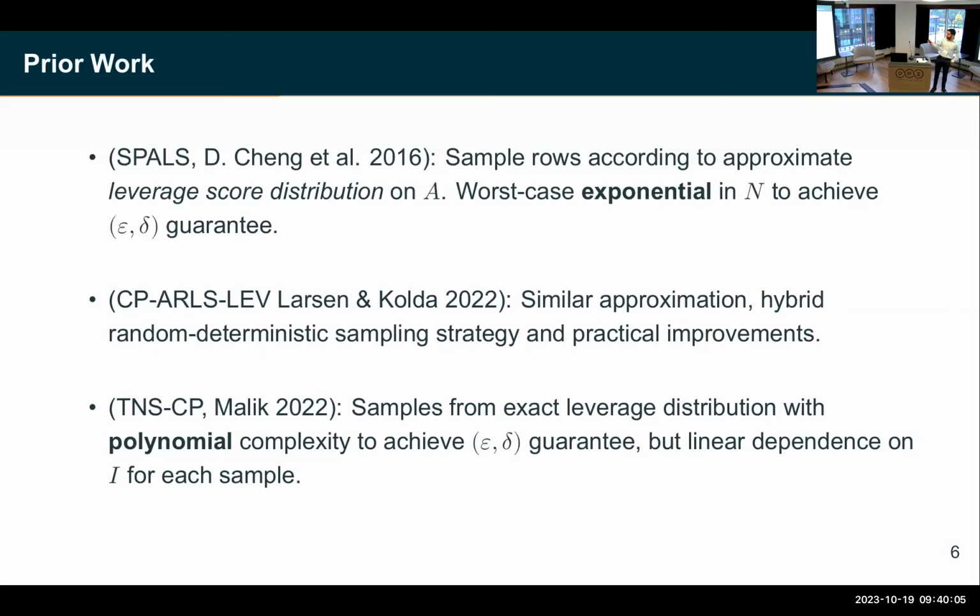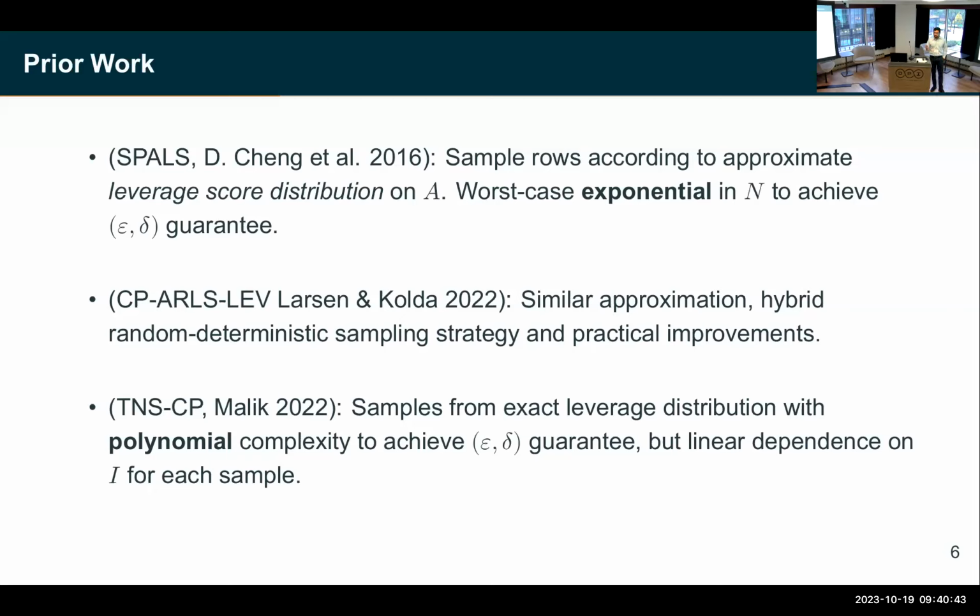There's been some follow-up work on this, which uses similar approximations, combining random sampling with deterministic sampling, and practical improvements. Osman had a paper, I think about a year ago, that shows that you don't need this worst-case exponential dependence. You can actually get the complexity down to polynomial in all the relevant quantities to achieve those accuracy guarantees, but you still have an issue in that you're going to pay a cost that is linear in I, the tensor side length, for every single sample you draw. This is fine for small tensors, but in the case where we have large sparse tensors, this may be prohibitively large.